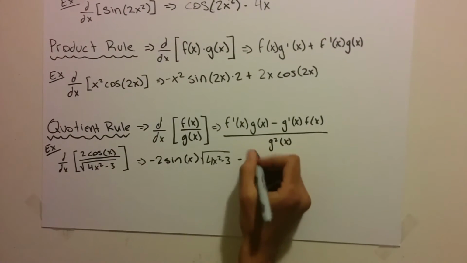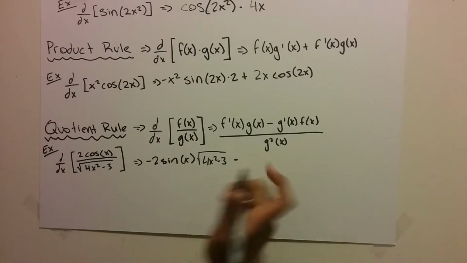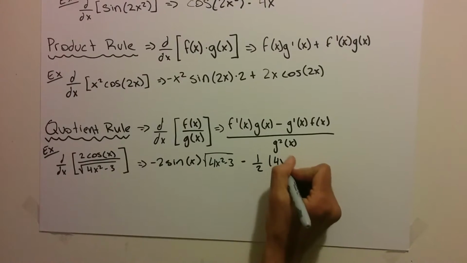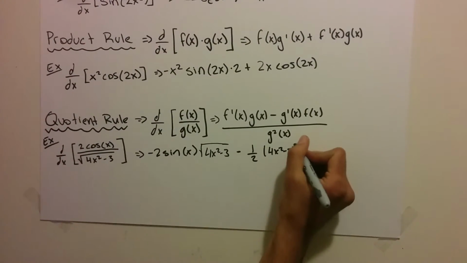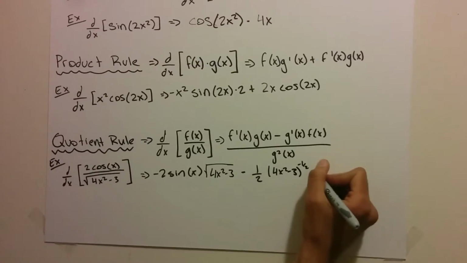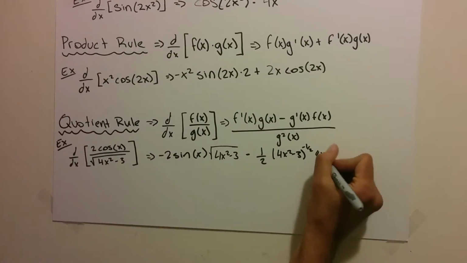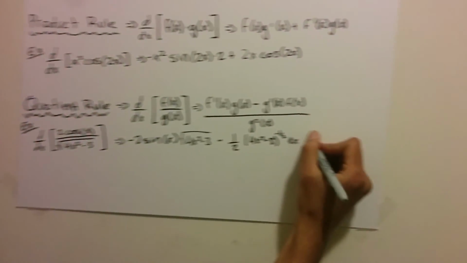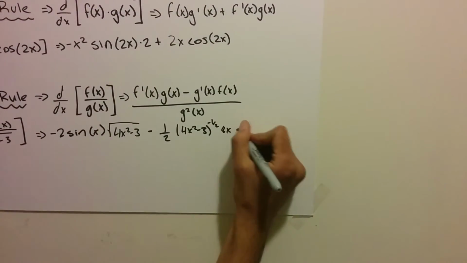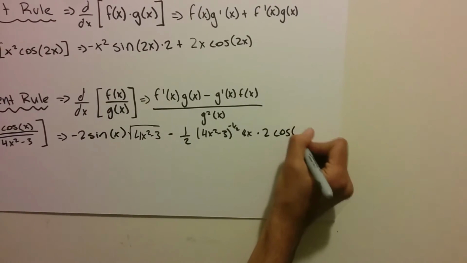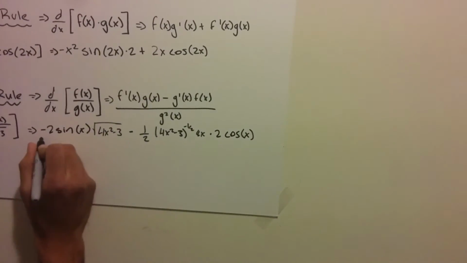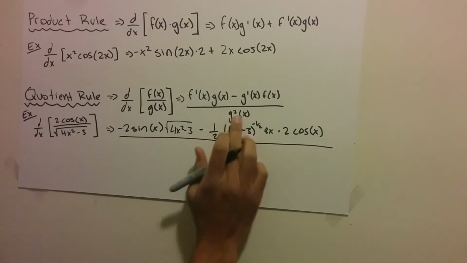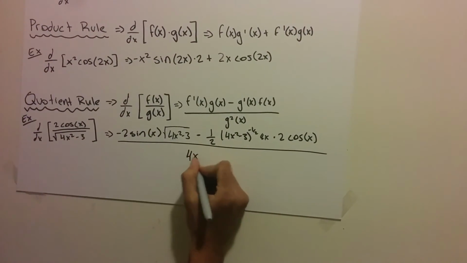prime x. So for the square root of 4x squared minus 3, the derivative of that is half times 4x squared minus 3 to the power of negative 1 over 2, times 8x. And then we multiply it by the f of x, which is 2 cos of x, over the square root of 4x squared minus 3, squared, which is just 4x squared minus 3.